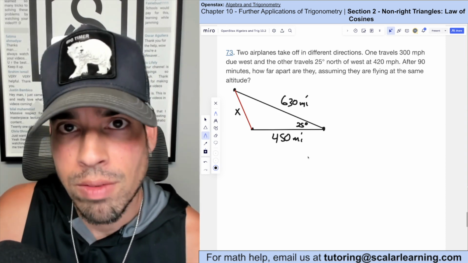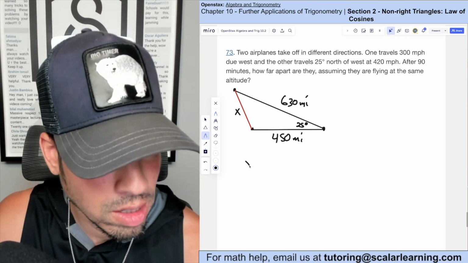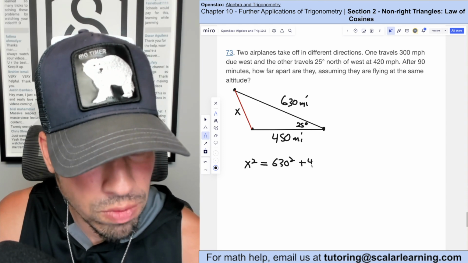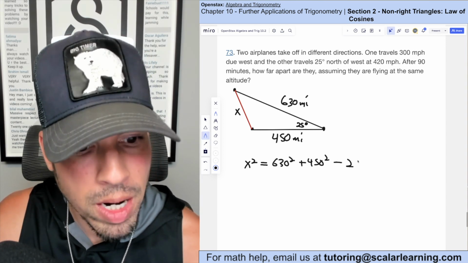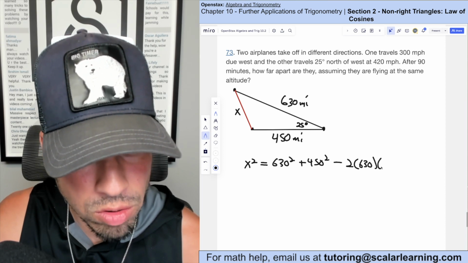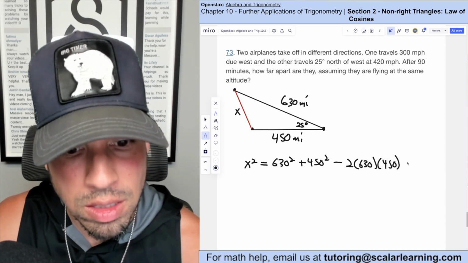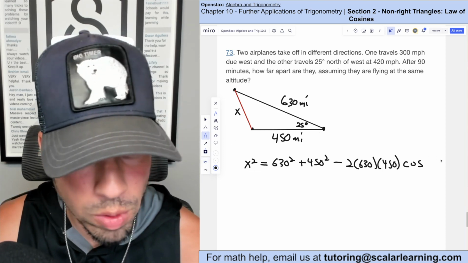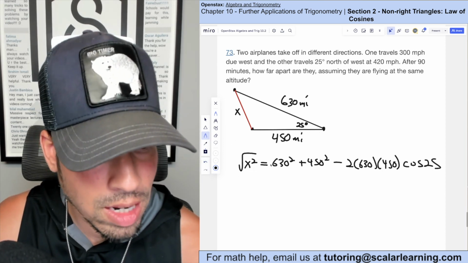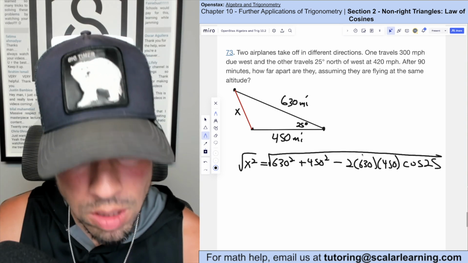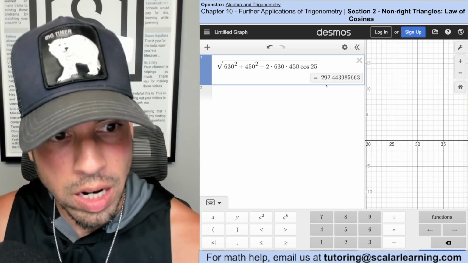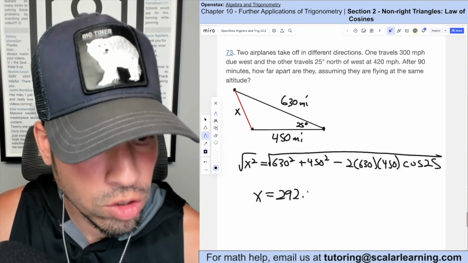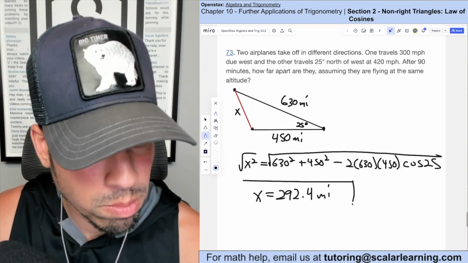And guess what? We got everything we need for law of cosines, so let's set it up. We got x squared equals 630 squared plus 450 squared minus 2 times those known sides, 630 and 450, and then times the cosine of the angle opposite this side right here, which is 25. And then we need x, not x squared, so I got to take the square root. Let's do that in Desmos. And we get 292.4 to the nearest tenth, so they are 292.4 miles apart. Boom, done.